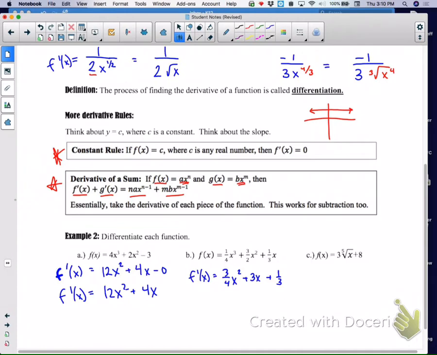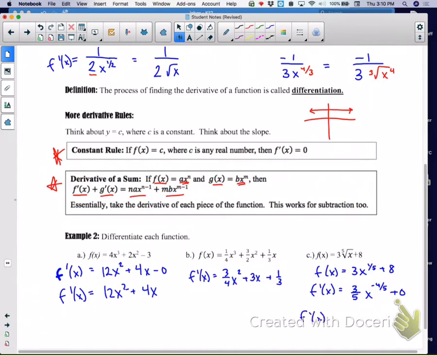Okay. And last one here, f of x. I need to think of this actually as 3x to the 1/5 power plus 8. Now it's in that proper form. So I'm going to multiply the 3 times 1/5, so that's going to be 3/5 x. Bring the power down, so subtract 1. And then the 8 will just be 0. Again, you don't have to write that step.